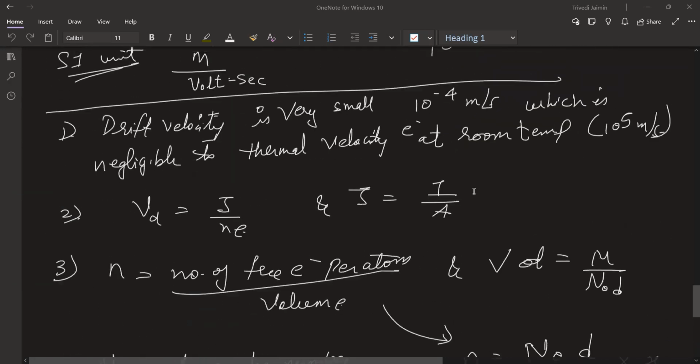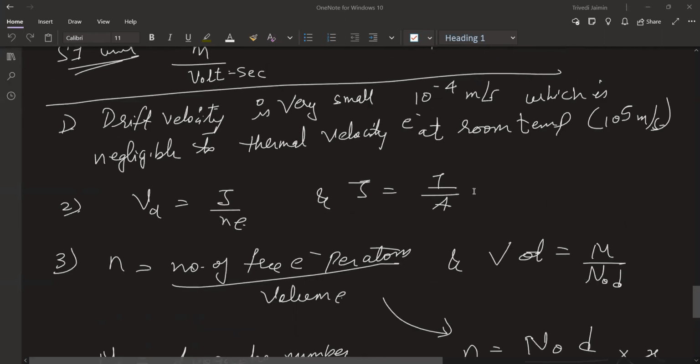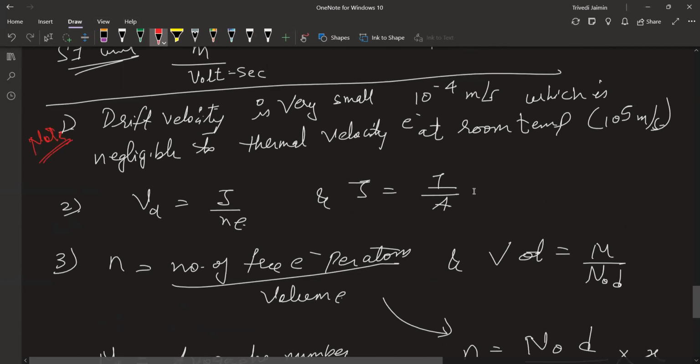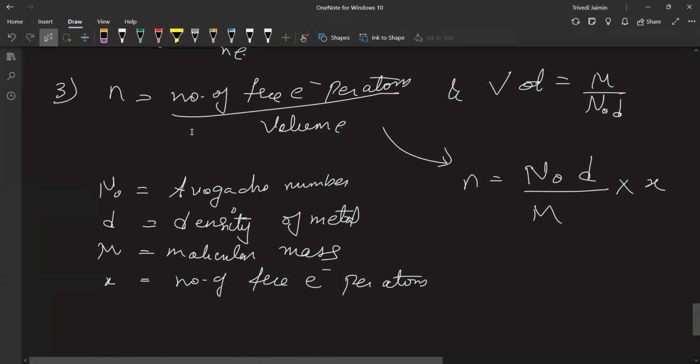Okay, so we just wrote some special note on this. It's a very small formula, J and E, number of free electrons per atom divided by volume.